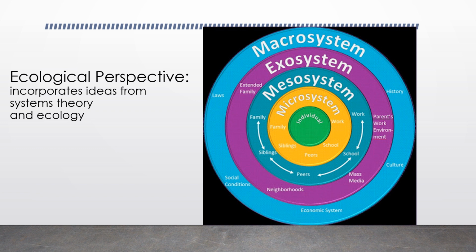So thinking about a tree, it interacts with the soil, it interacts with the sun, air, wind, rain, all of these things. So when we talk about the ecological perspective, ecological systems, we're not talking solely about an individual or one unique organism. We're talking about their fit in their environment.